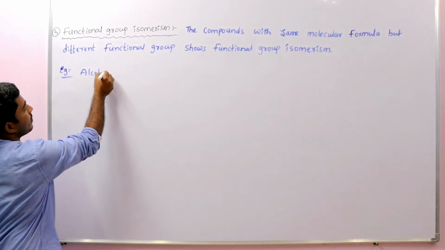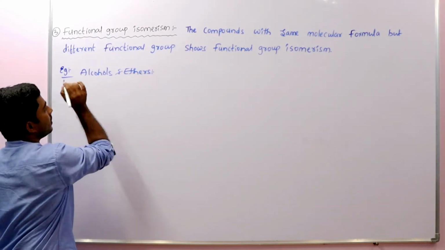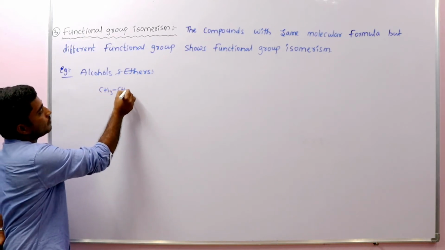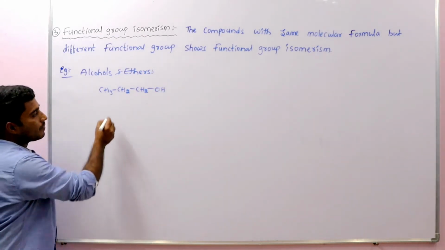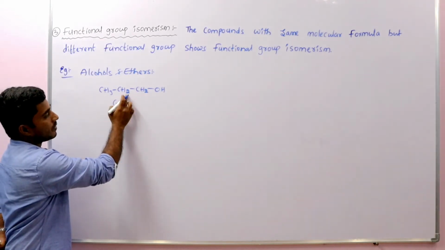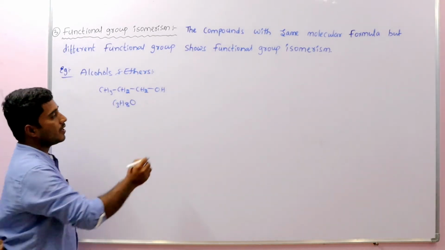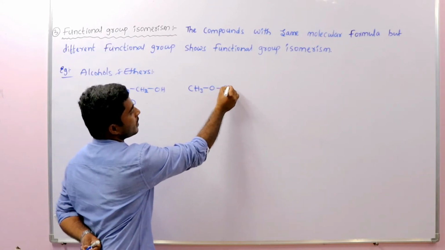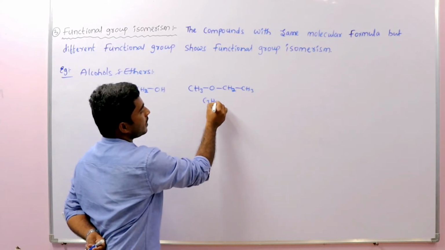Alcohols and ethers. CH3CH2CH2OH. Here the formula is C3, 3 hydrogens plus 2 plus 2 is 7, 8, C3H8O. Next, the ether possibility: CH3OCH2CH3. Here also the formula is C3H8O.